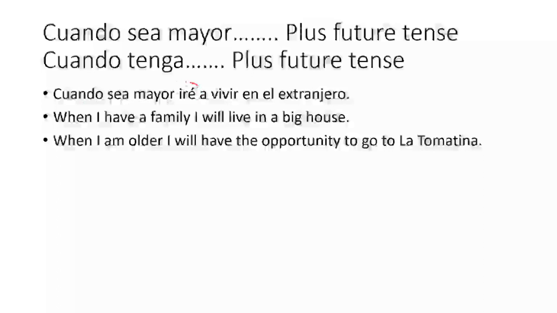Okay, so there's our future tense, a vivir en el extranjero. So I will go to live en el extranjero, which is in the foreign, in the strange, and that means abroad, doesn't it? Yeah. So I will go and live abroad. All right, have a go at the next two.